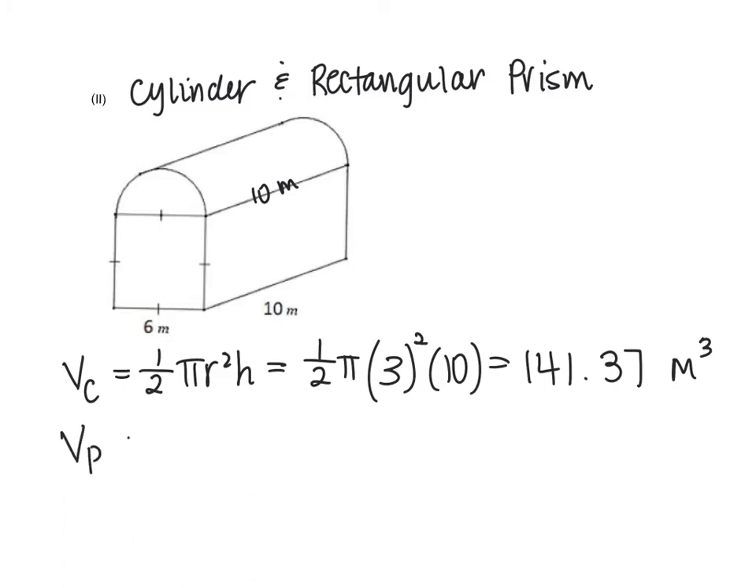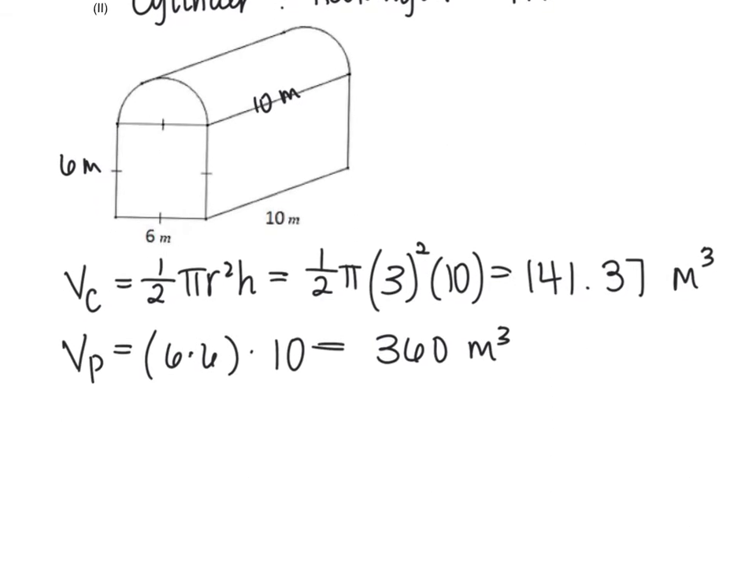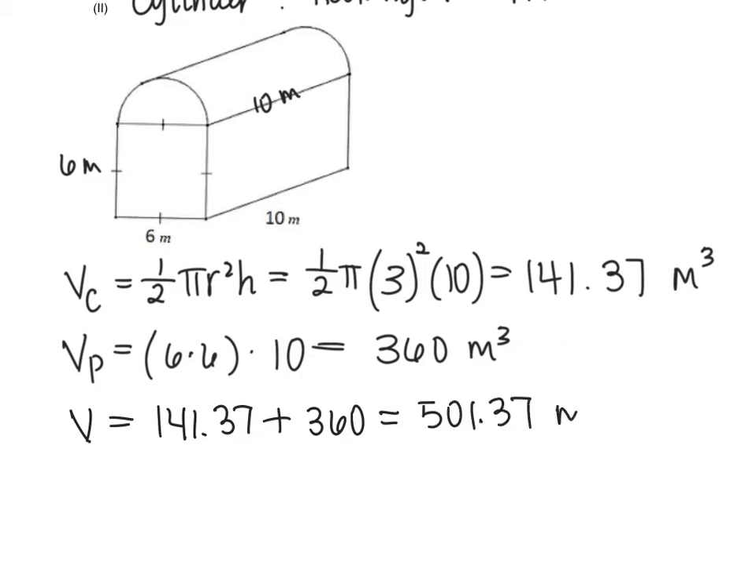Now we want to find the volume of our prism, which is the area of the base shape, which I'm going to use to be my square that is a 6 by 6, so 6 times 6, times our height, which is 10. So 6 times 6 is 36, and 36 times 10 is 360 meters cubed. So that means the volume of my entire solid is 141.37 plus the 360, which is 501.37 meters cubed.